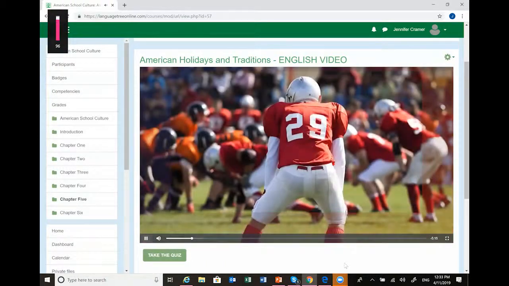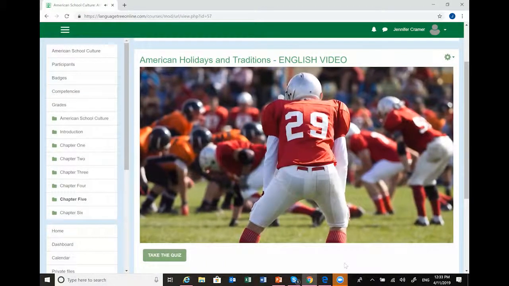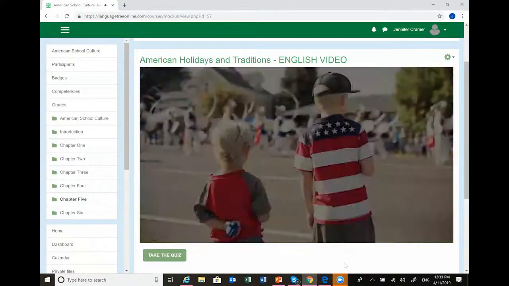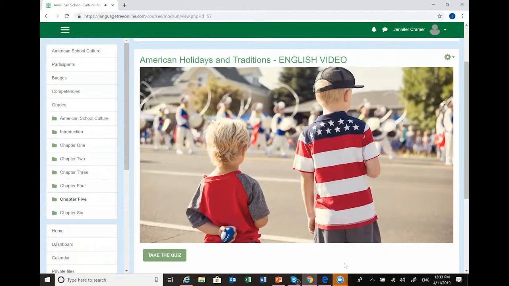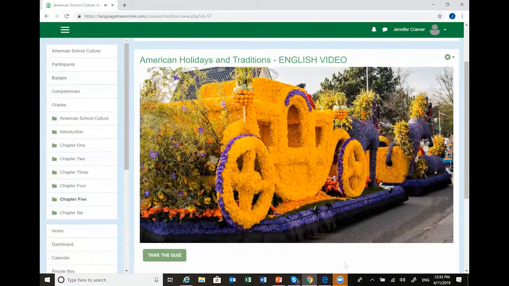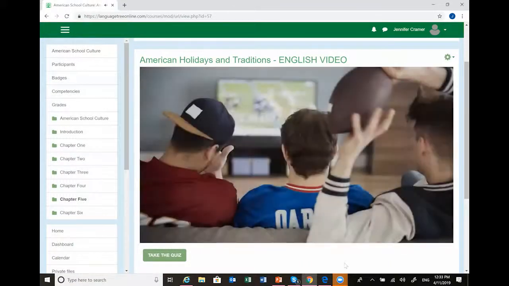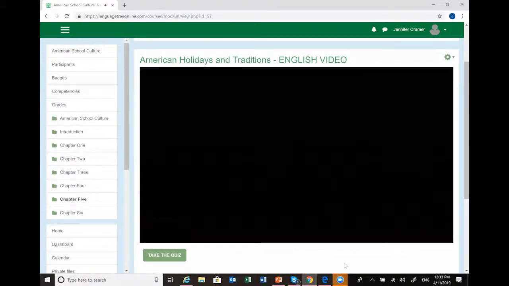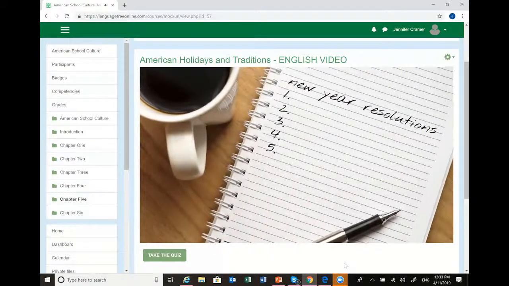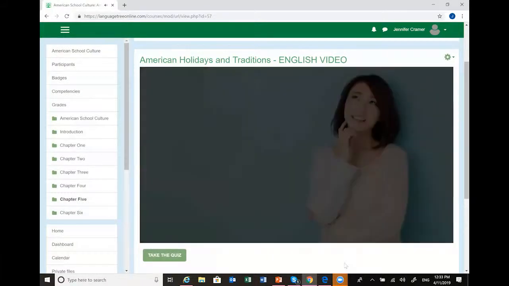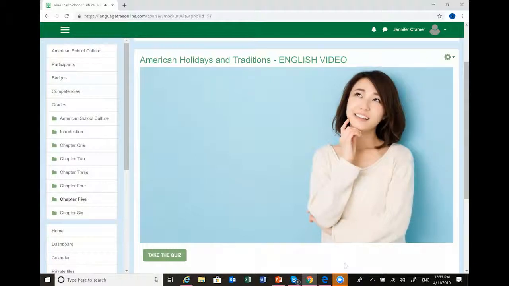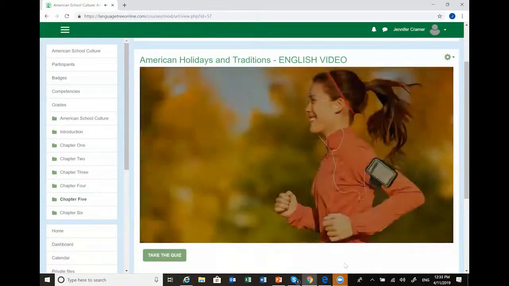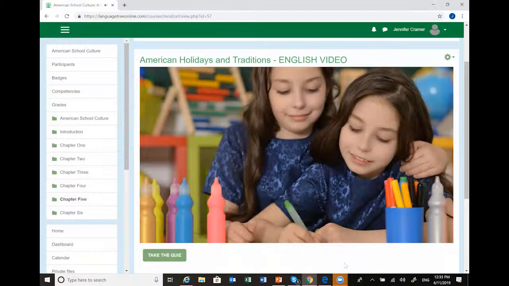On New Year's Day, there's a famous college football game known as the Rose Bowl. Friends and families often get together to watch the historic Rose Parade that happens before the game and the Rose Bowl game on TV. New Year's Day is also a time of creating New Year's resolutions, which are promises to yourself to improve in a particular area, such as exercising more or being nicer to your sister.